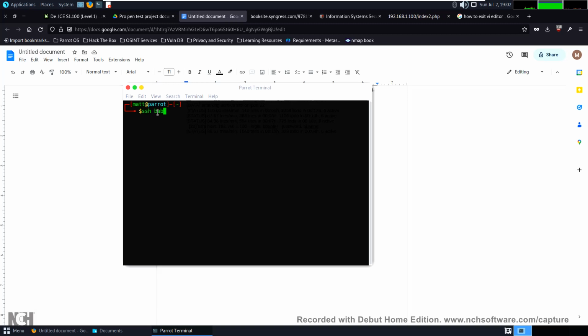What is it? B. Banter at 192.168.1.100. Unable to negotiate. Okay. What is this telling me? No matching key exchange method found. The server's offer is Diffie-Hellman Group Exchange, Diffie-Hellman Group 14. Okay. Since I deal with SSH a lot, I know what this is. Okay, so if you get this error, this is what's going on.